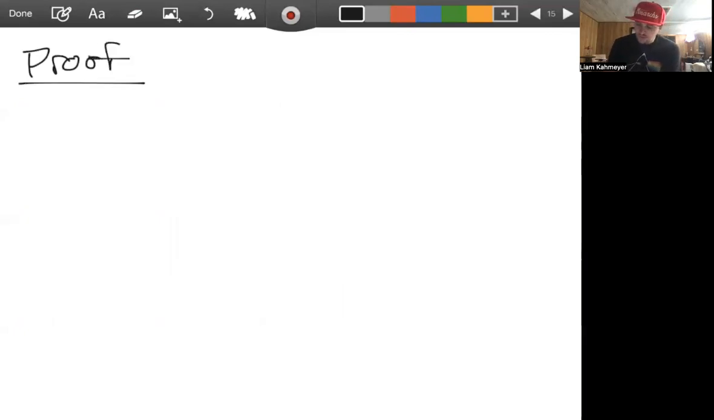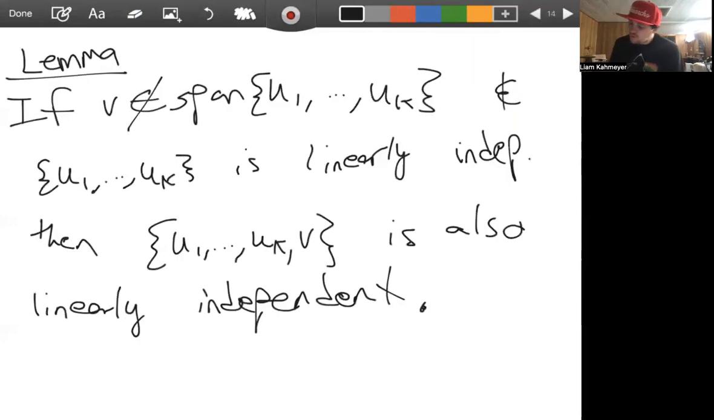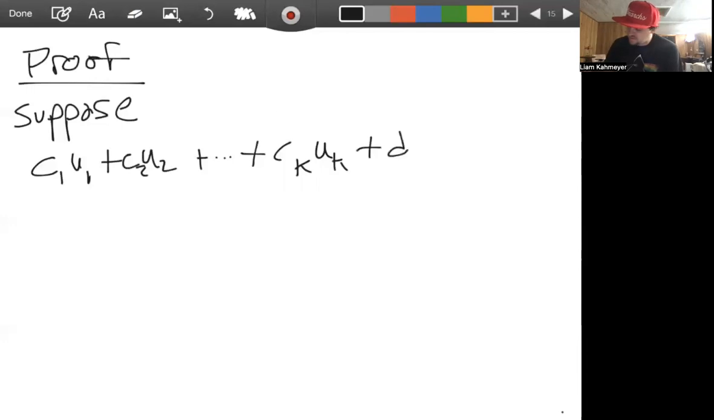Proof. Let's suppose that we have c1 v1 plus c2 v2 plus et cetera, plus ck, well, rather u, sorry, I've been using u for the set U, so I better stay consistent. c1 u1, c2 u2, ck uk. And then we're trying to show that this set is also linearly independent. So let's also throw in plus dv equals 0.